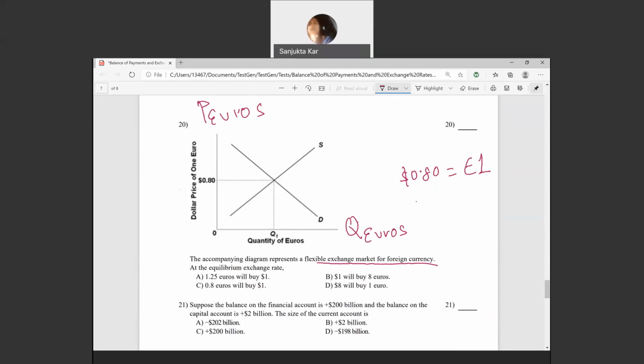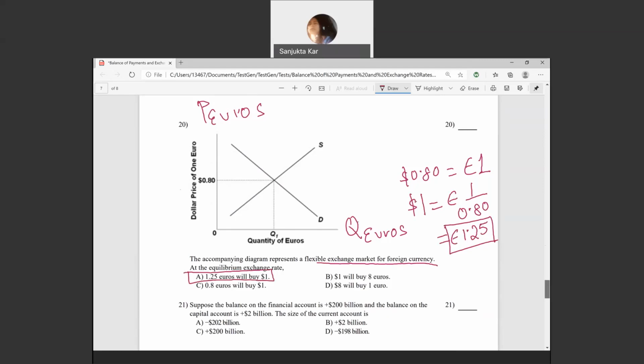So the dollar price of 1 euro. So basically I can write $1 is equal to 1 euro over 0.80. That is equal to, okay, don't mess up the sign here. This is equal to 1.25. Okay, 1.25 euros is going to buy a dollar.